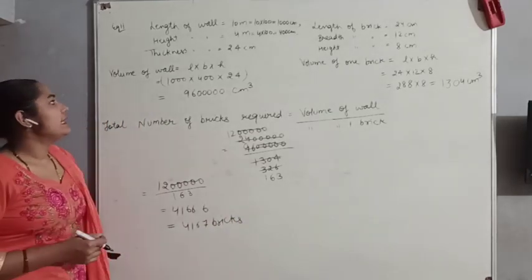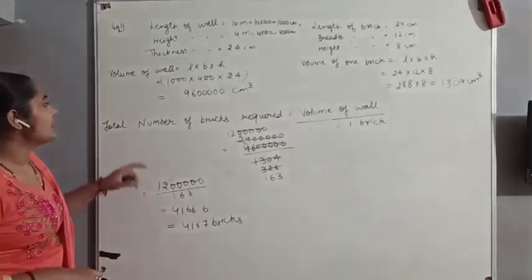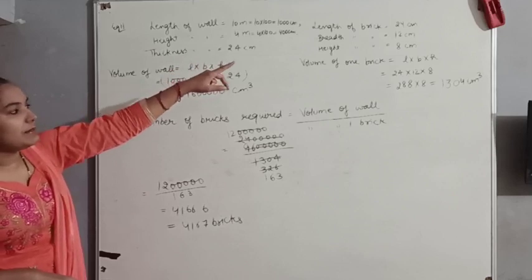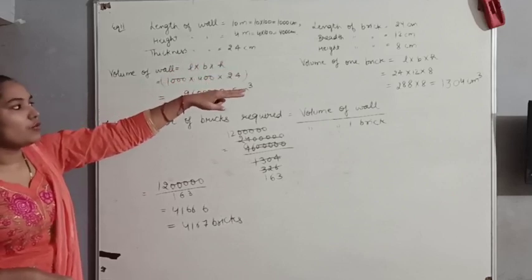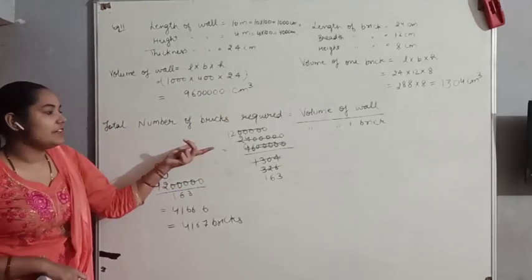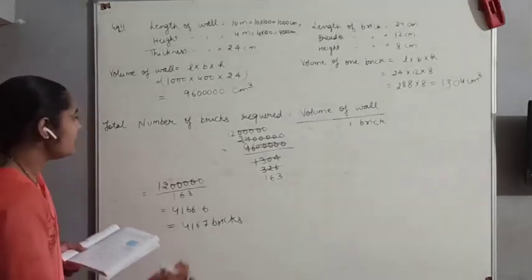It means total number of bricks required will be 4167. Firstly, height of wall is given to us, so we calculate its volume by converting all the units in centimeter. Similarly, dimensions of one brick is given, so we calculate volume of one brick, and to get total number of bricks we divide volume of wall by volume of one brick. Next question.